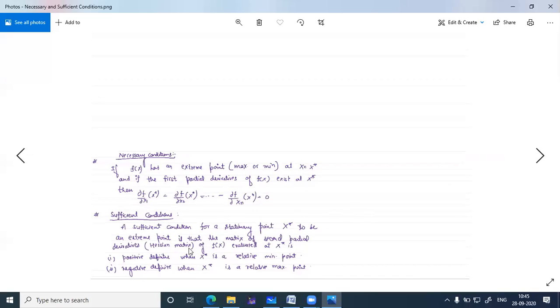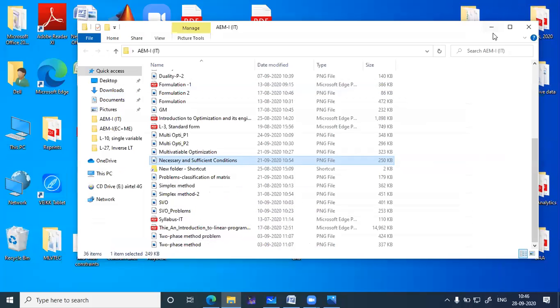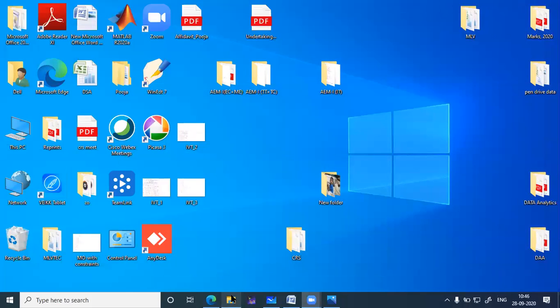This is the condition. Sufficient condition: obtain the Hessian matrix of second order partial derivatives. It is positive definite when x star is a relative minimum point, and negative definite when it is a relative maximum point. So here we have negative definite, so the corresponding points are the maximum points.